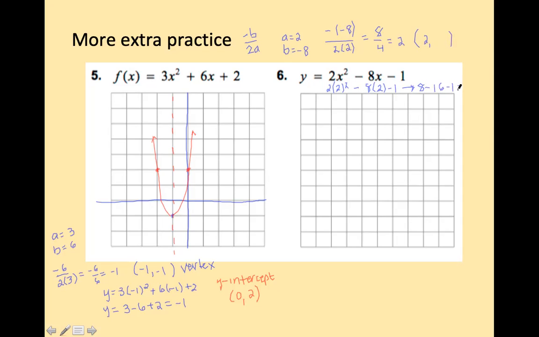All right, let's try putting that all together. 8 minus 16 would be -8. -8 minus 1 is -9. All right, so that's my vertex.